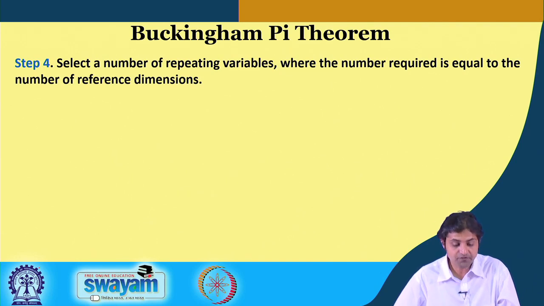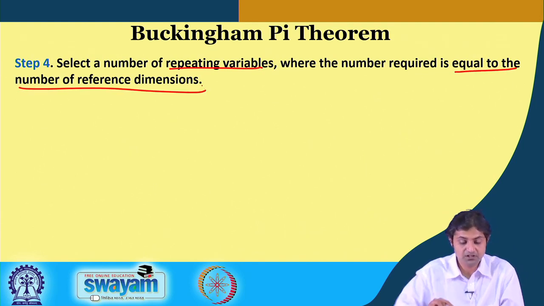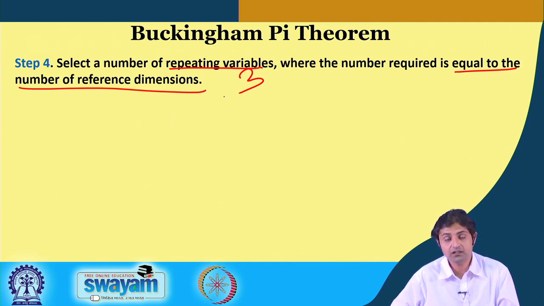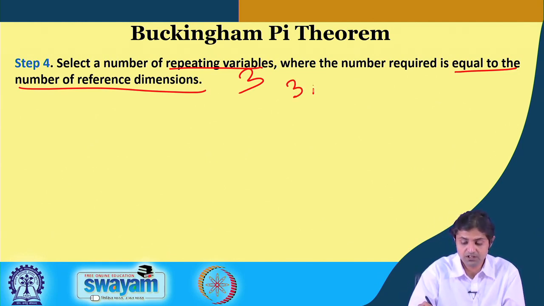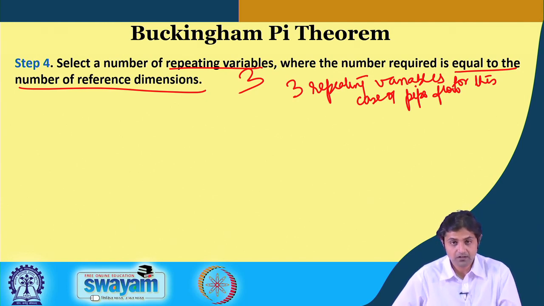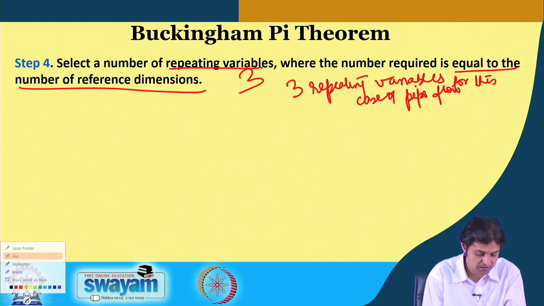Now, step 4, we have to select a number of repeating variables, where the number required is equal to the number of reference dimensions. In this case, how many reference dimensions do we have? 3. So, the number of repeating variables that will be there in all the dimensionless pi terms will be 3, for this case of pipe flow, not always. And why? Because the number of repeating variables should be equal to the number of reference dimensions. In our case, it is 3.